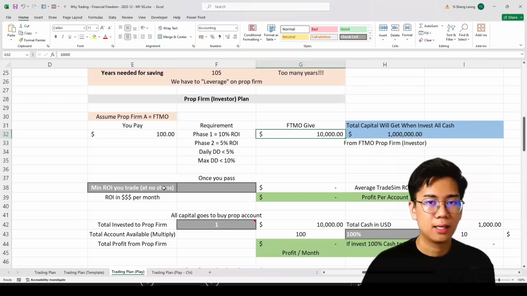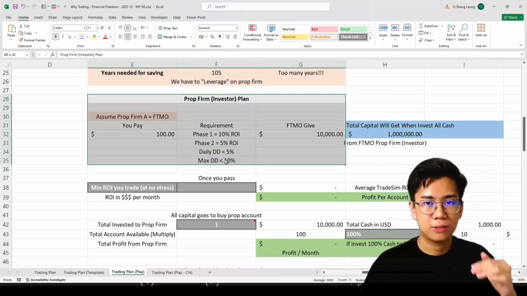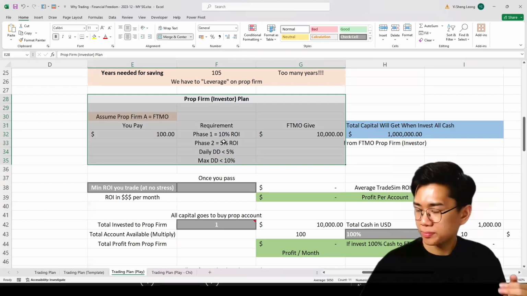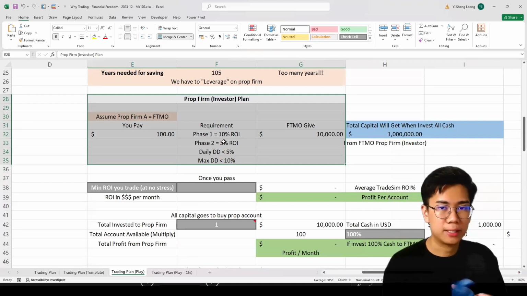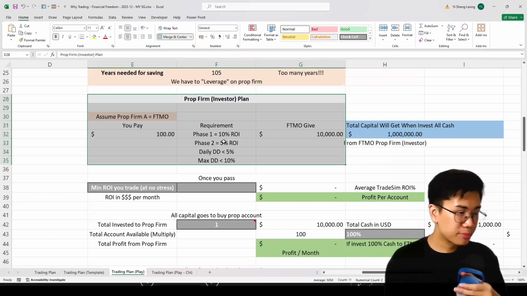Before that, so far, is it clear? If it's clear, type a yes in the chat box. Right, so far, if you are clear, type a yes in the chat box. Okay, yeah?